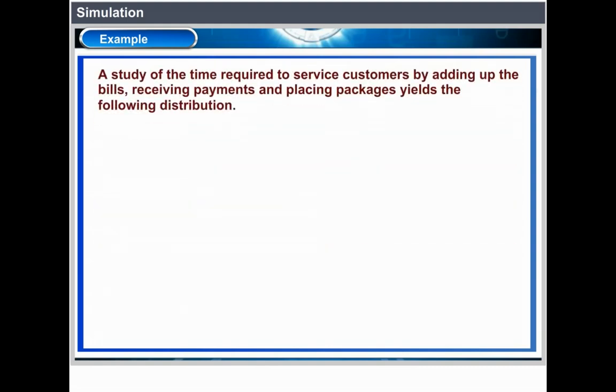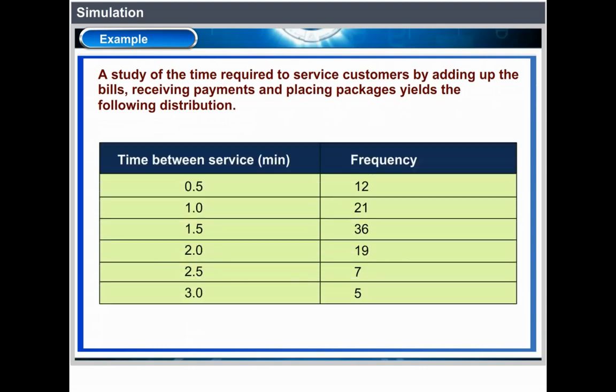A study of the time required to service customers by adding up the bills, receiving payments and placing packages yields the following distribution. We can see this also from the table, with time between service in minutes and frequency in another column. Time between service is 0.5, 1.0, 1.5, 2.0, 2.5, 3.0 and the frequency is 12, 21, 36, 19, 7, 5.